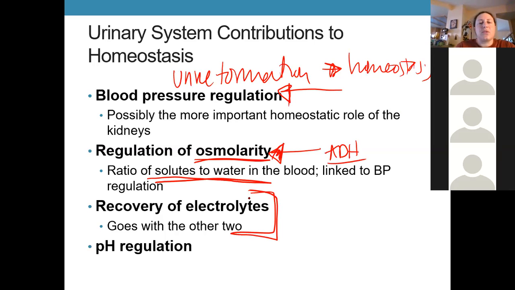This also helps us preserve electrolyte levels. And then as we've talked about a little bit already, the kidneys do have a role in pH regulation too, not only because we are reabsorbing bicarbonate, but also because we're secreting acids. Okay, so these are all important contributions that the kidneys make to homeostasis. So again, we've talked about all these already as we went through urine formation and hormone regulation, but we can look at them separately as these key things that the kidneys do.